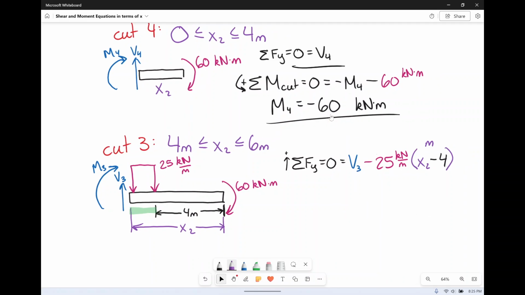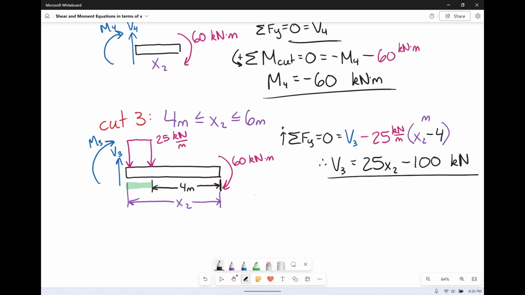Shear, obviously not too bad, right? The shear equation, because that's all that we got going on, shear 3 is going to be equal to 25x2 minus 100. That's in kilonewtons. Okay, so that's really not too terrible. That one was not bad. You might be wondering, where does it start to get bad? Well, the moment equation. It's never really about the shear. It's always about the moment. The moment's where it gets disgusting.